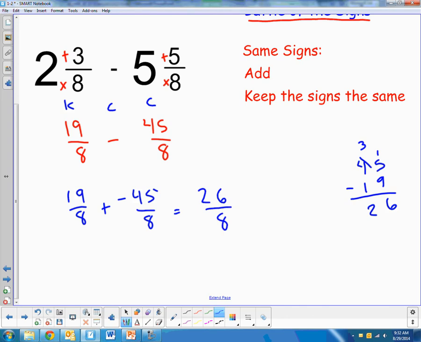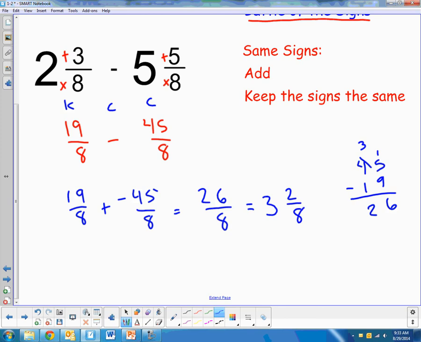Okay, so how many times does 8 go into 26? Well, I could do it that way. In fact, I will since I already started. 8 goes into 26 because it's division. We did mention that yesterday, a fraction and division, same thing. So 26 divided by 8 is what I have listed here. 26 divided by 8, I'm going to get 3 with a remainder of 2. I get 2/8 left over.